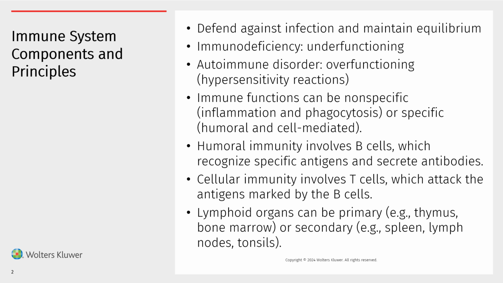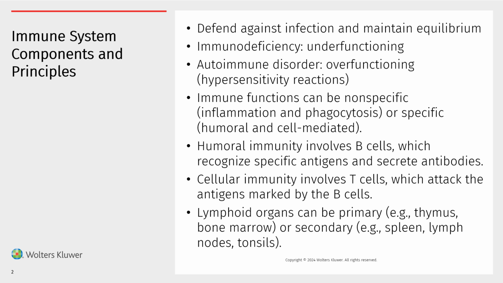So there are certain immune system components and principles that are important to underpin our discussion here. What we're trying to do with our immune system is defend against infection and maintain equilibrium in the body. If we can't do that, we have underfunctioning, which is immunodeficiency, and if we have overfunctioning, autoimmune disorder or hypersensitivity reactions can occur. Immune functions can be nonspecific or specific.